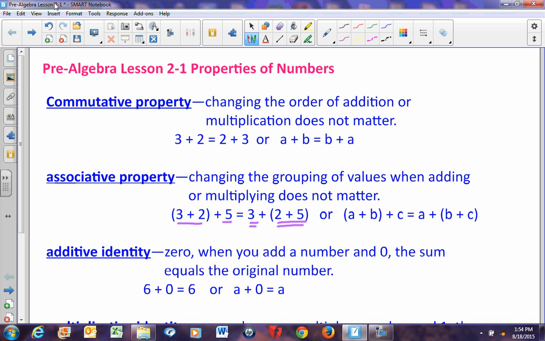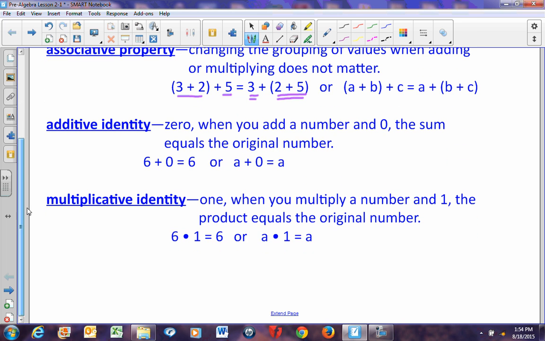The additive identity is 0. When you add a number and 0, the sum equals the original number. The only number that you can add to something and keep the original value is 0. So the additive identity is 0. Anything plus 0 stays the same. The multiplicative identity is 1. What can you multiply by a number and not change the original number? The only number that can happen with is 1. So 6 times 1 equals 6. X times 1 equals x, and so on.